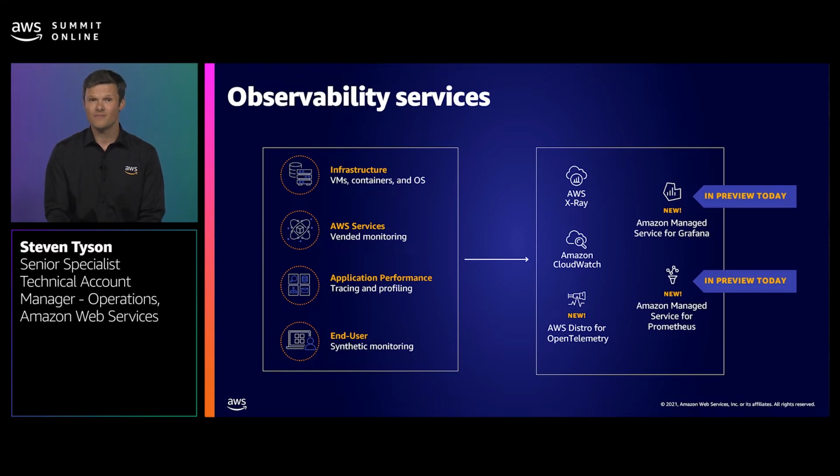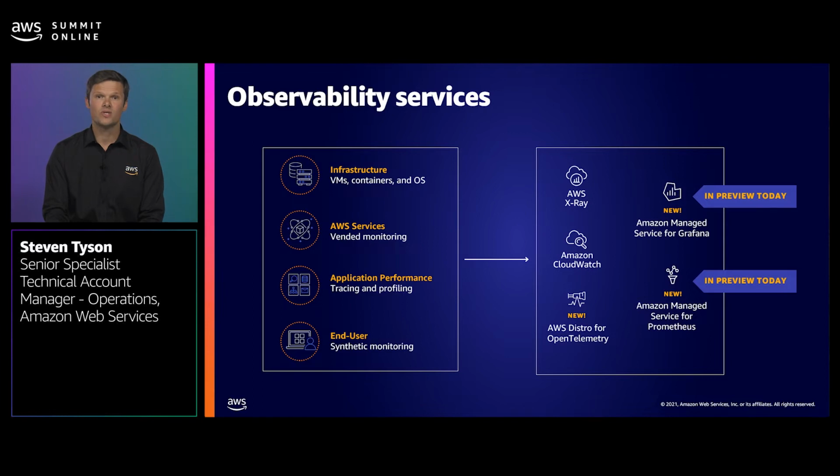Then we have X-Ray. X-Ray is a service which you can use to gain insight into your Java, .NET, and Node applications. You can use it to trace requests as they move through your application stack to identify performance bottlenecks. It also provides a dependency map of your applications, so you can build a view of how applications connect to one another.